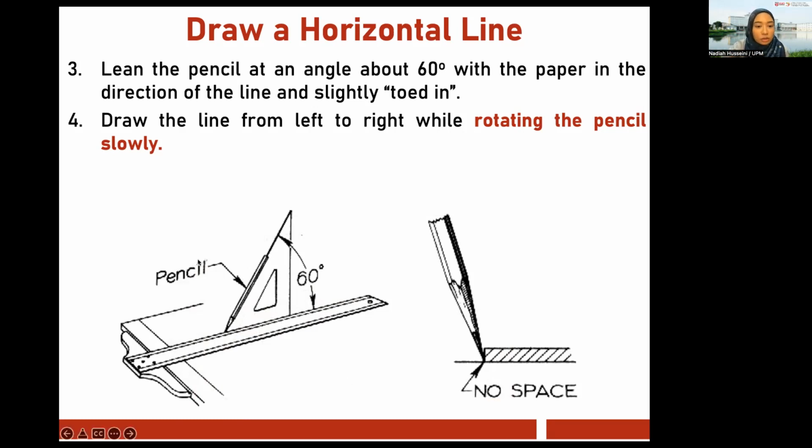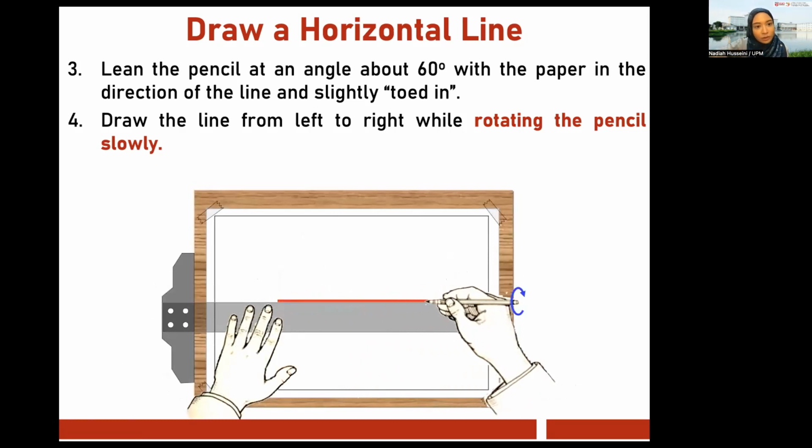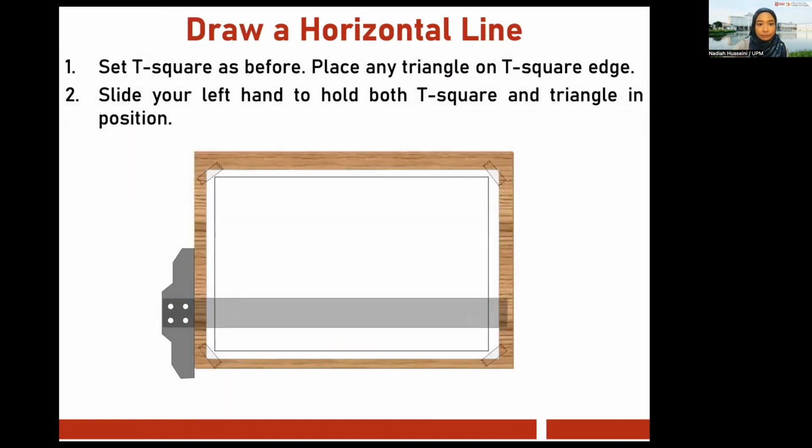So that's that. Okay, so the pencil is 60 degrees. So this is the direction. Make sure it is 60 degrees and then slightly towed in. Tarik daripada kiri ke kanan. Okay, so this is that. Sambil tu kena rotate. Kena rotate sekali. So draw the line from left to right while rotating the pencil slowly.